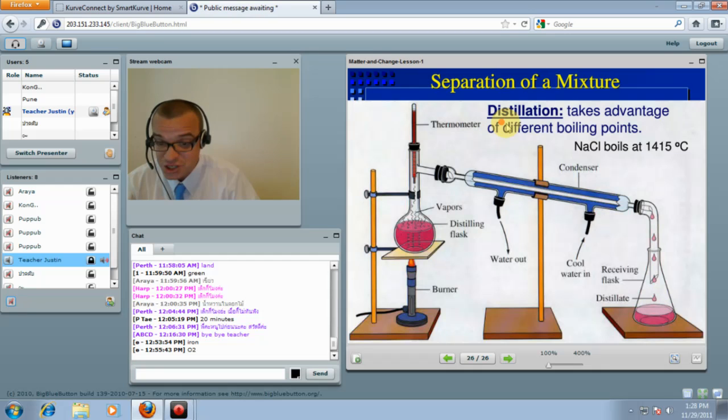And the distillation means that the materials that were in this solution, the vapor is obviously pure. So if it's a solution of water and salt, the water vaporizes, leaving the salt in the flask here, and the water that we get out at the end here is pure water, no salt.